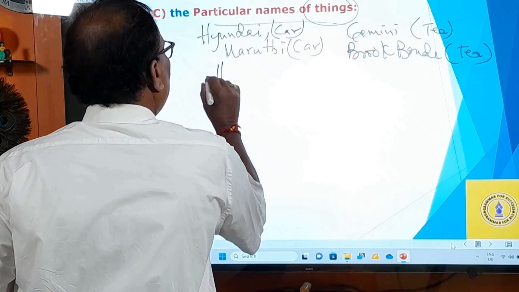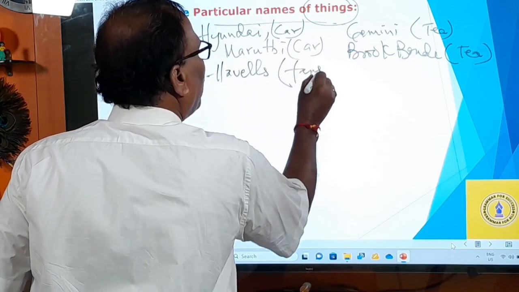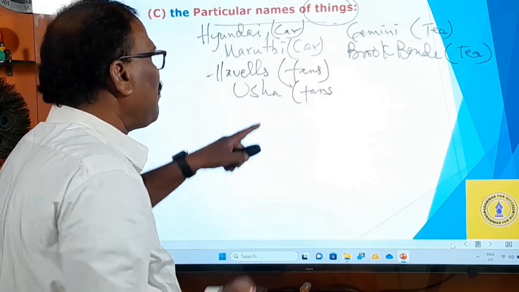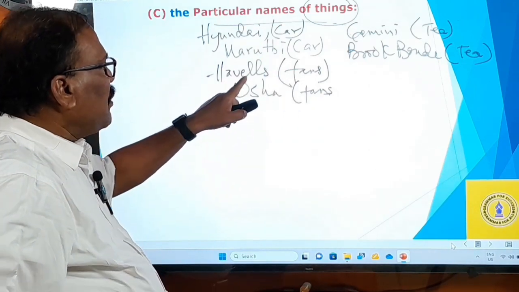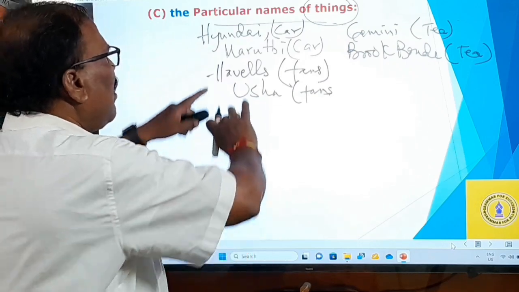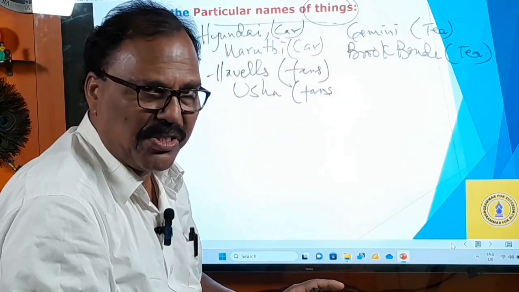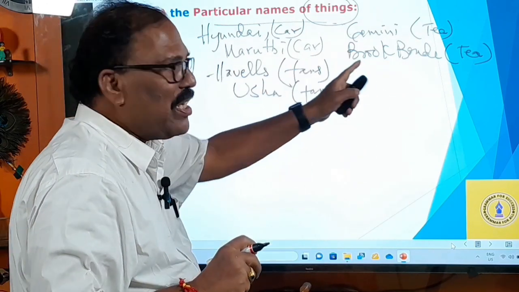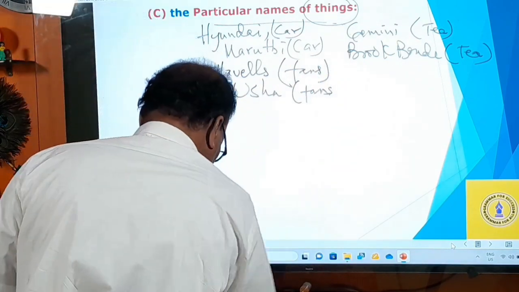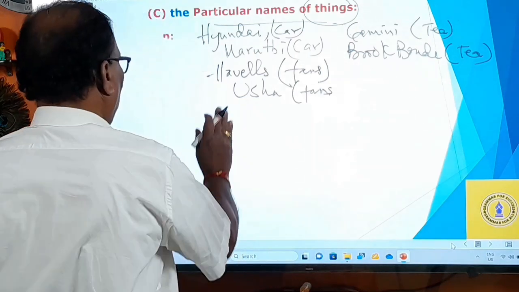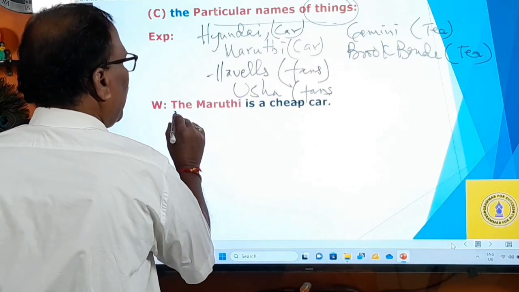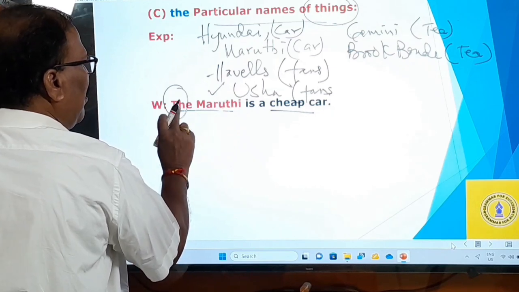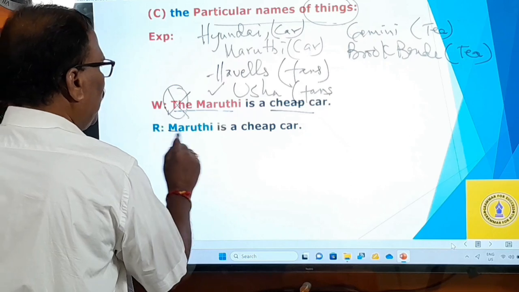For example, Havells is there, Havells is the name of those fans, Havells fans. And you can say Usha is also there, it's also fans. So this fan has a particular name, that is Usha, and these fans have a particular name, Havells. So in this way, things will also have particular names. This is the point I want to bring to you: before the particular names of these things, we should not use any article, right? And I'll give you some examples. The Maruti is a cheap car. Maruti is the particular name of a thing. Therefore, we should not use any article. Maruti is a cheap car.